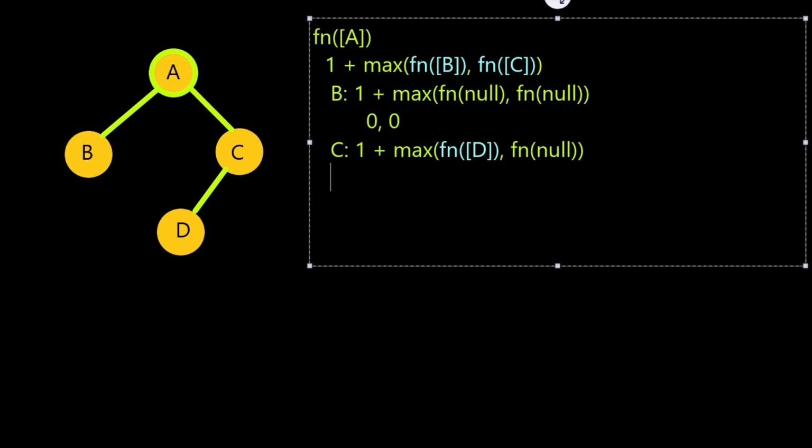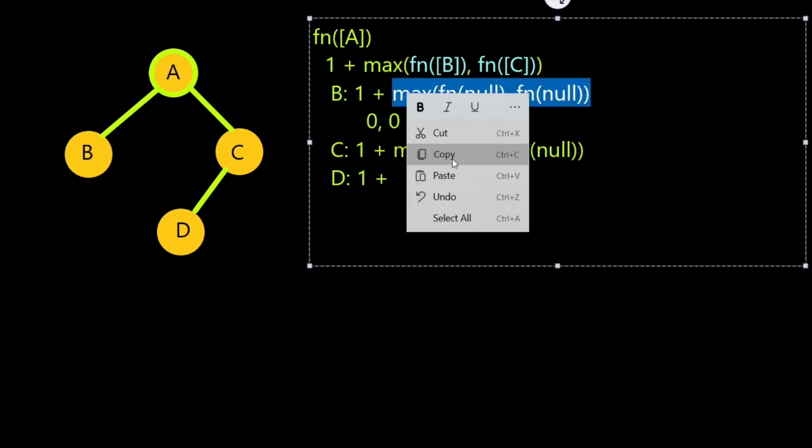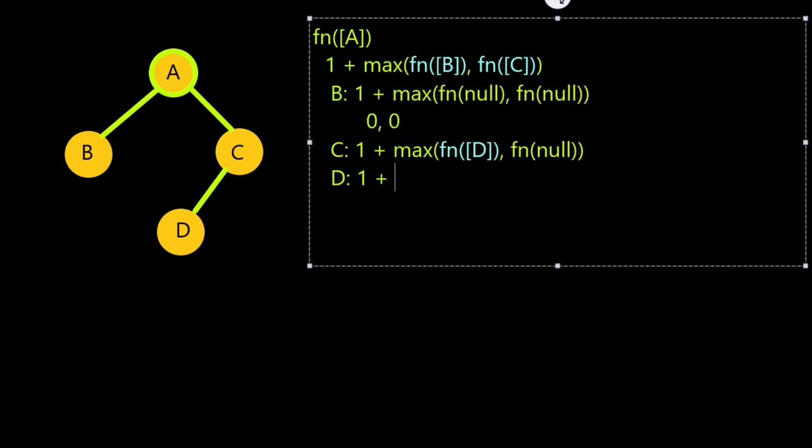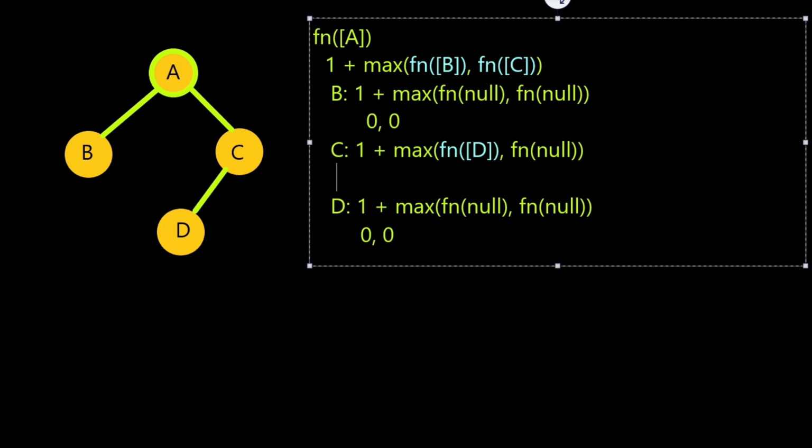So for D now, the call on D, it's not null, but its children are null. It has no children, and it calls on those. And as before, it's going to return 0, 0 for each. And even this line here for C, it's going to return 1 and 0. So how do we get that?